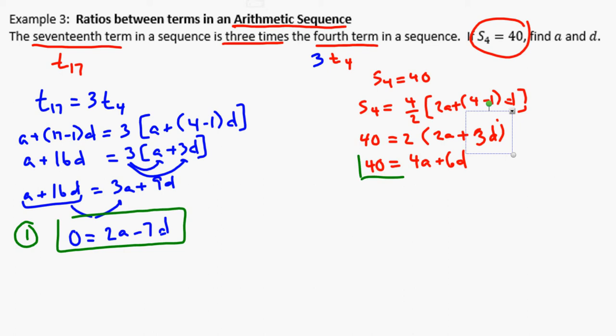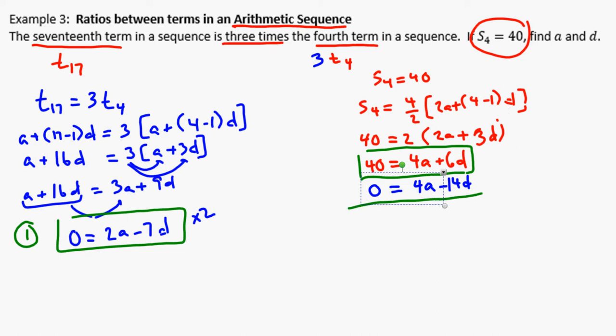However, the issue here with my stacking and attacking is that my coefficient of A here is 2, my coefficient of A here is 4. So what am I going to do? I'm going to take my equation 1 and multiply all by 2. Why, Mr. Wills? Because I got to get these A's the same. I could do the D's the same, but 6 and 7 aren't quite as nice. But if I multiply all this by 2, I'm going to get 0 is equal to 4A minus 14D. And now I can stack and attack.